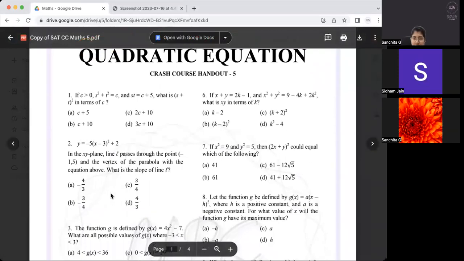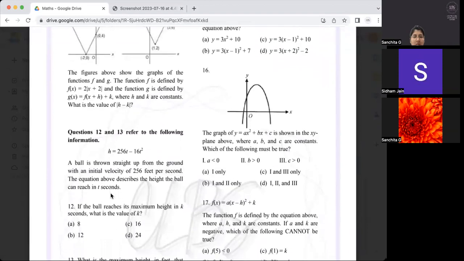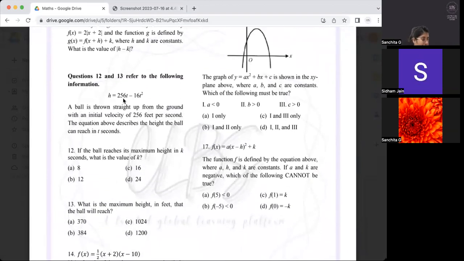Question 12 to 17, right? Okay, question 12. Pretty interesting question this is, right? So I have this equation with me. A ball is thrown straight up from the ground whose initial velocity is 256 feet per second. Yes, ma'am. Okay, height of the ball. So I need to find basically if the maximum height is at k seconds, what is the value of k? Yeah, tell me. 8. 8 is absolutely correct.